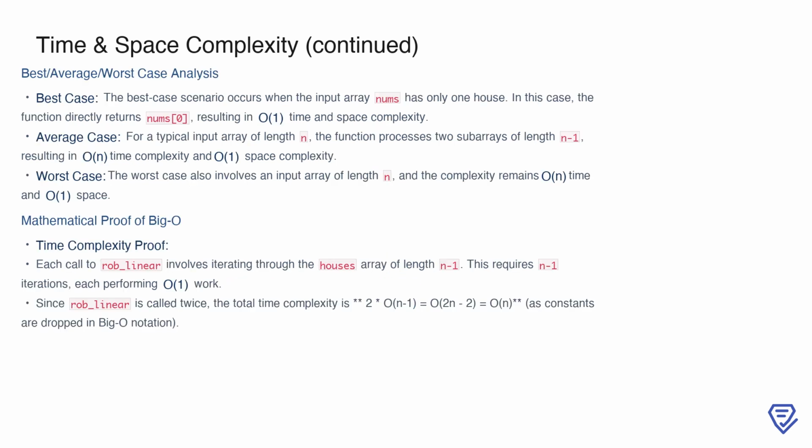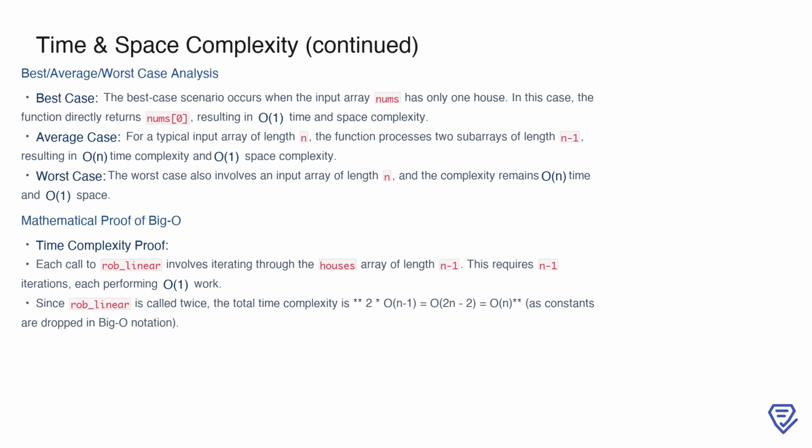Let's delve into the best, average, and worst-case scenarios for this solution. In the best-case scenario, the input array nums contains only one house. Here, the function directly returns the value of nums[0], resulting in a time and space complexity of O(1). For the average case, with a typical input array of length n, the function processes two subarrays of size n-1, leading to a time complexity of O(n), and a space complexity of O(1). Similarly, the worst-case scenario also involves an input array of length n, and the complexity remains O(n) for time and O(1) for space.